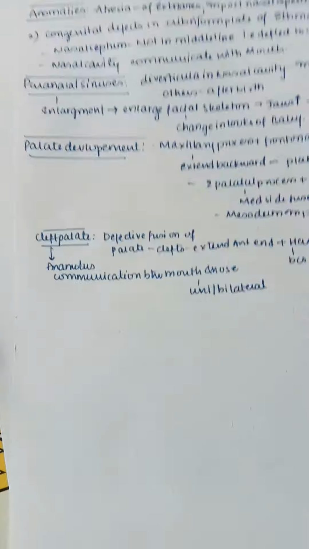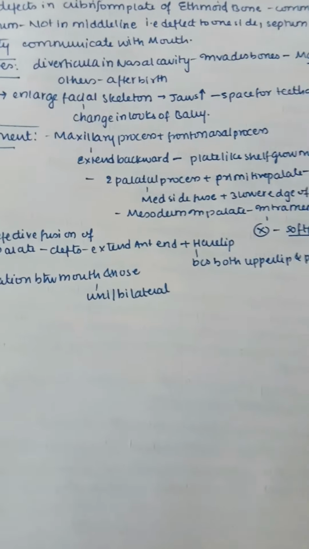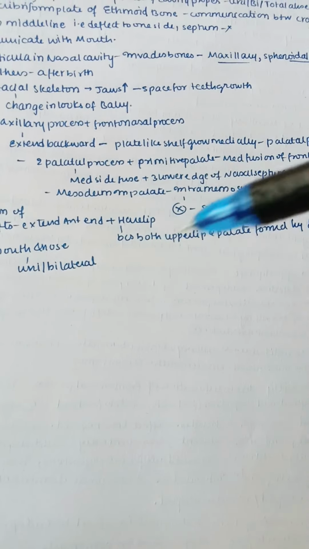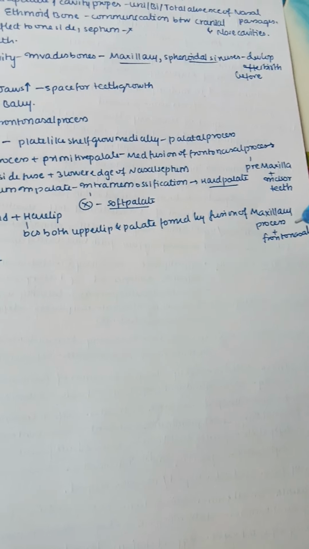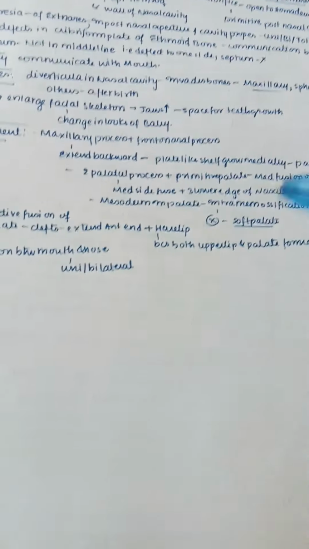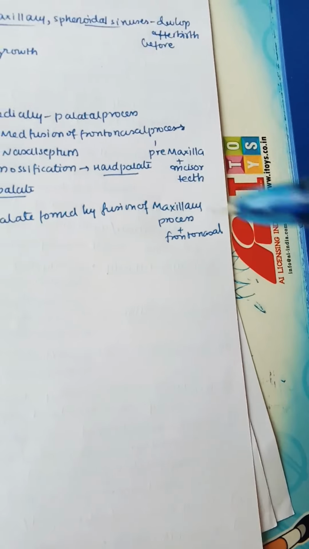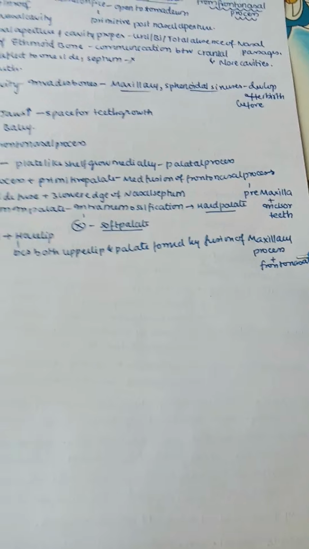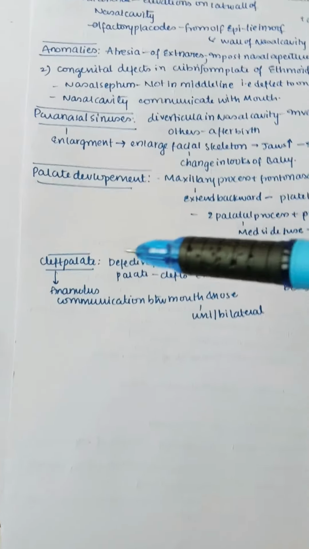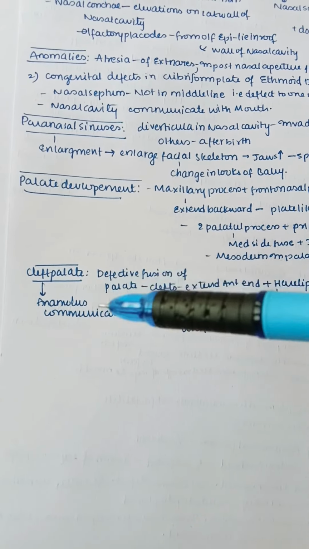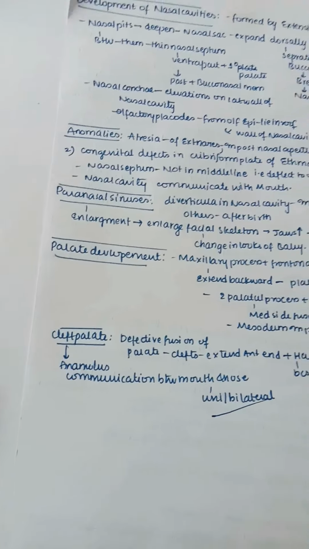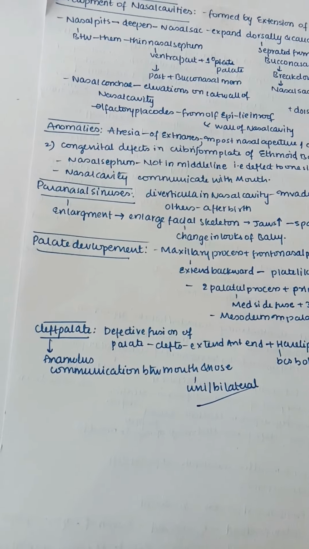It is a defective fusion of the palate which forms clefts which extend into the anterior end, and is also sometimes associated with the hare lip. That is because both the upper lip and palate are formed by the fusion of the maxillary process. So the cleft may also be associated with the hare lip, and the maxillary process and the frontonasal. As we know, the upper lip and palate are formed mainly by fusion of the maxillary process and the frontonasal process. So cleft palate is an anomalous communication between the mouth and the nose. It may also be unilateral or bilateral. So that's all about face, nose and palate development.